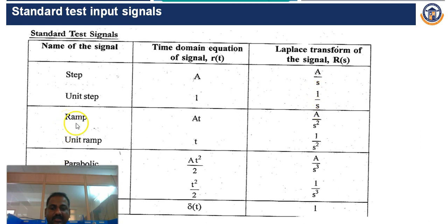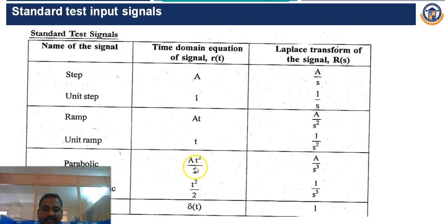Similarly for a ramp signal, that is a into t, and if we take the Laplace transform, R of s is equal to a divided by s square. For unit ramp, a is nothing but 1, therefore we have t alone. Again if we take the Laplace transform of t, R of s is equal to 1 divided by s square. For a parabolic signal, you have a t square by 2, and if we take the Laplace transform of a t square by 2, it becomes a divided by s cube, because a is constant.